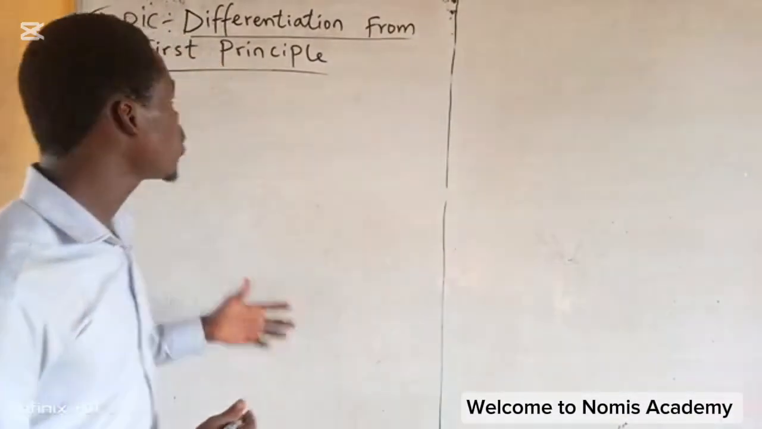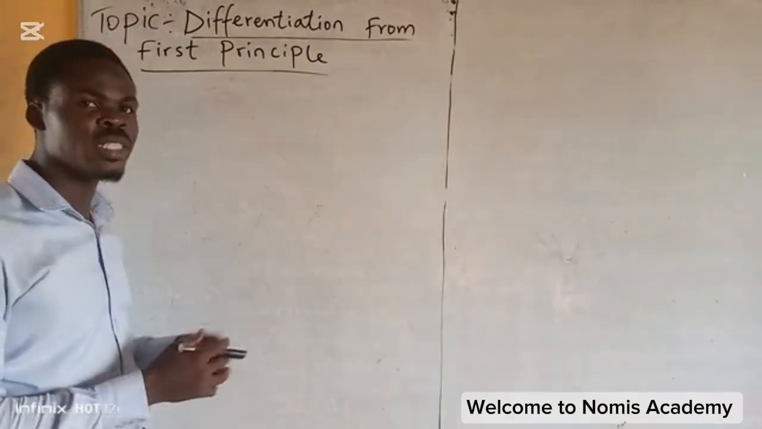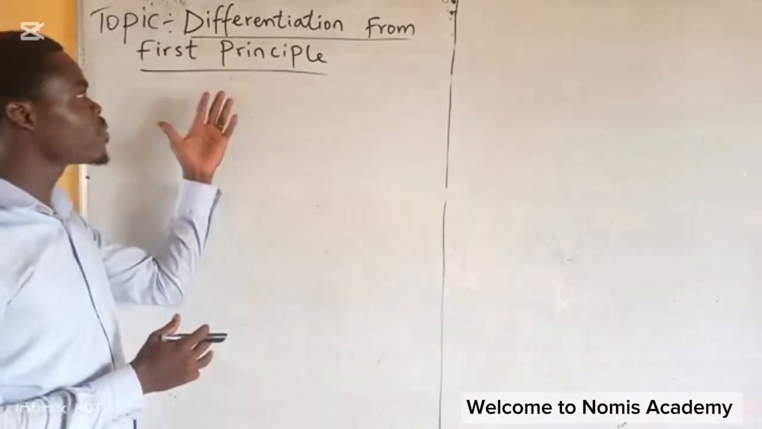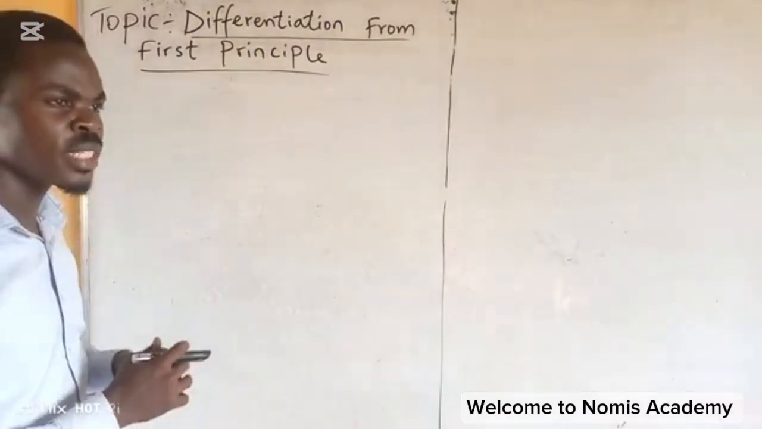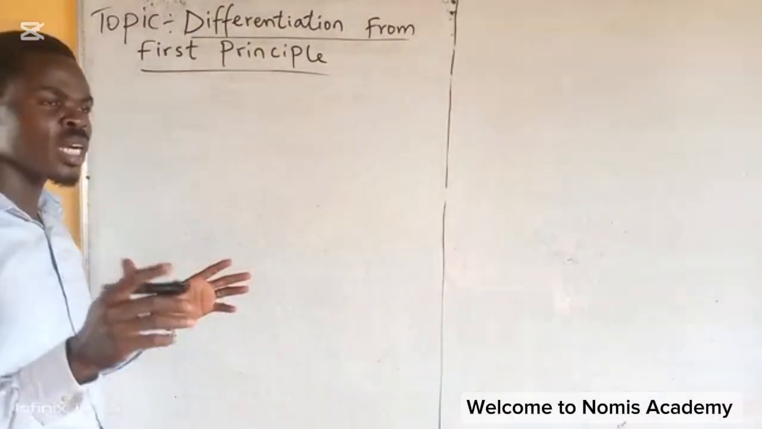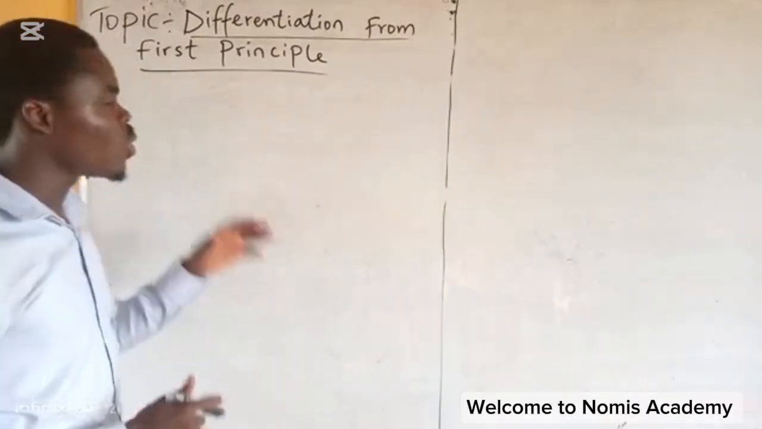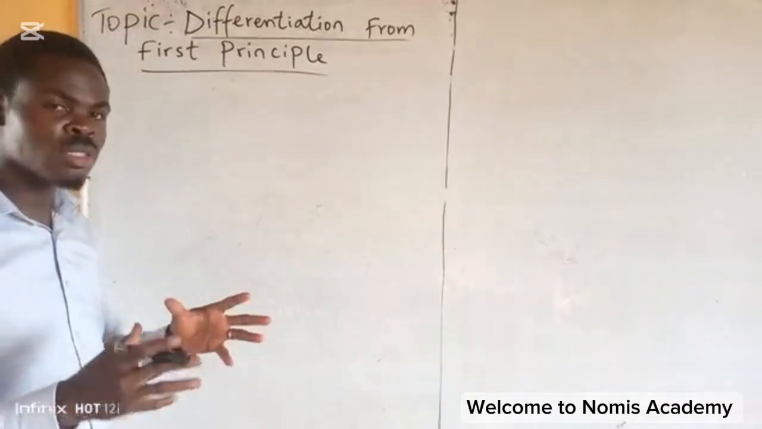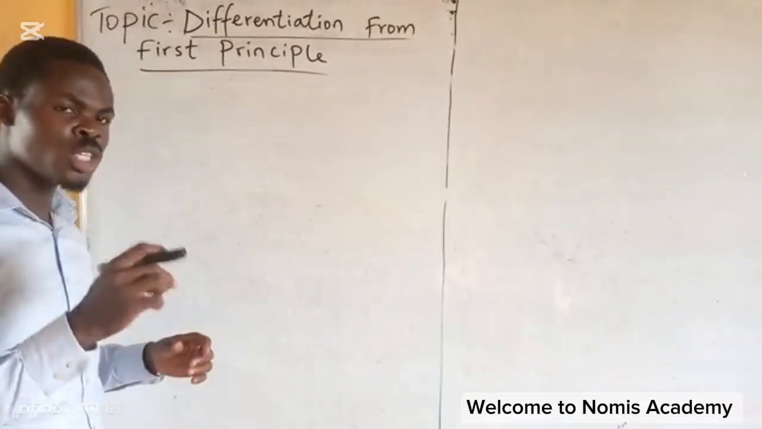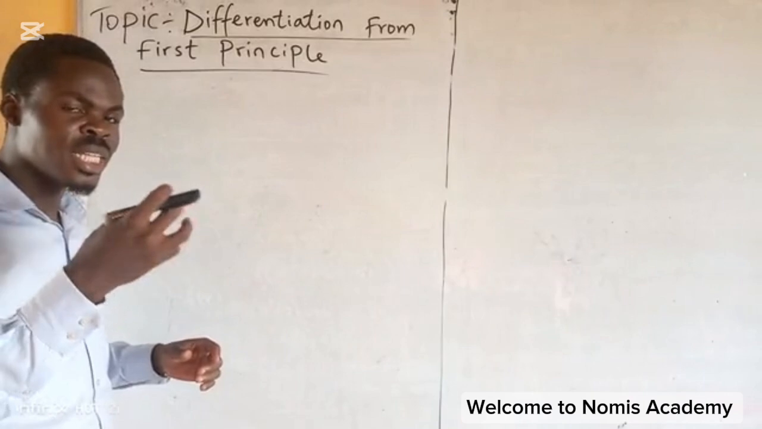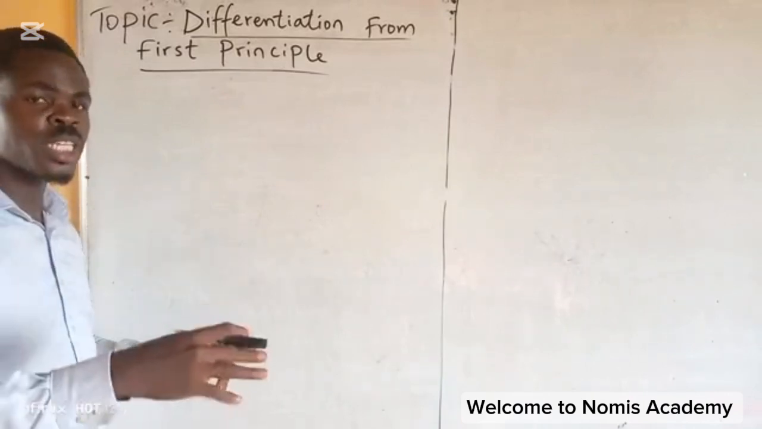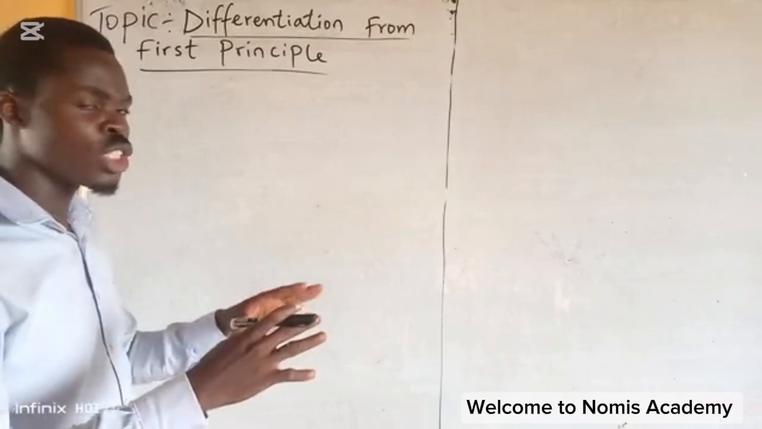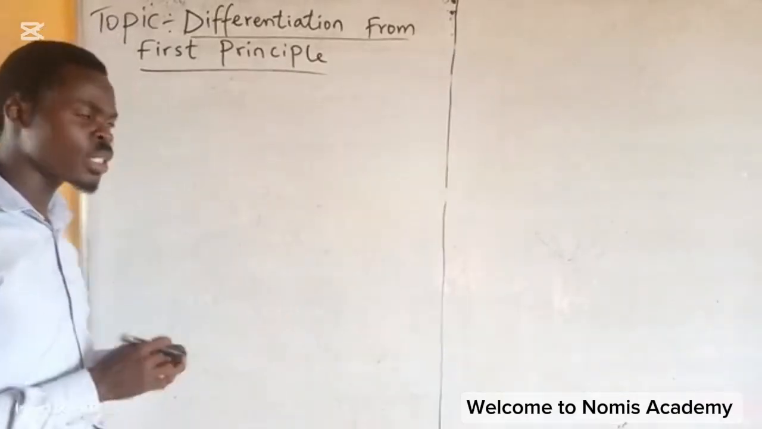In this video, we are going to learn how to find the derivative of a function from the first principle. Alright, let's pick the first example. But before we do that, I would like to explain this. Whenever you are given a function to find the derivative, what you do is you consider the limiting value. That process is what we call differentiation from first principle.